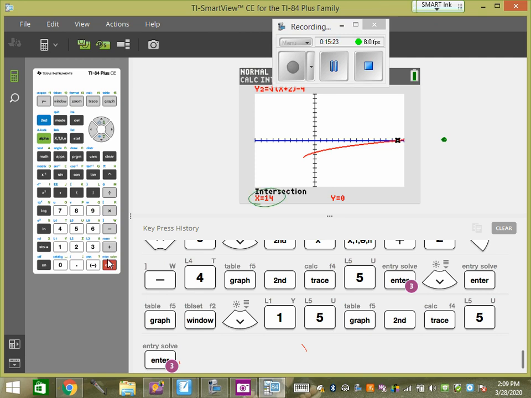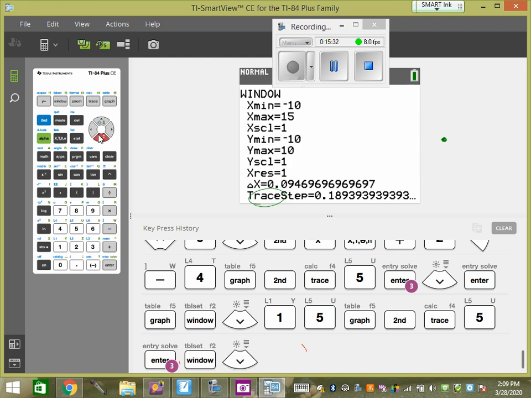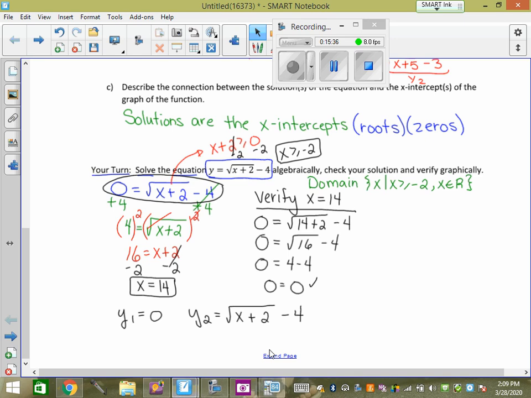It couldn't see it. So if your solution is not in your window, then you're not finding it. So remember, we have to go to window and we have to make our x max be at least 14. All right? So we verified it. So this is a solution, x equals 14.